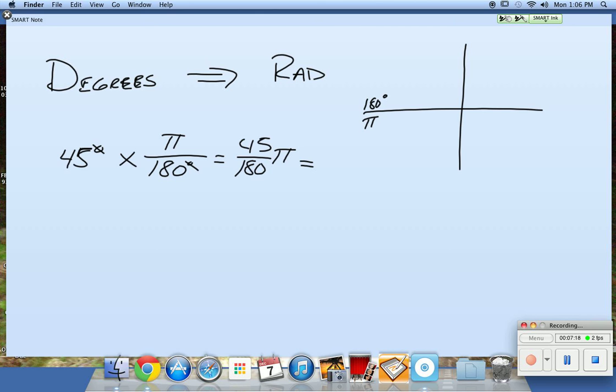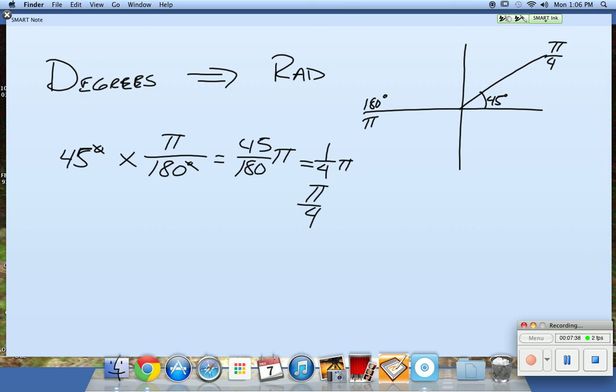1/4 pi, or pi over 4. So if we looked at this right here, this is really pi over 4, or 45 degrees. Okay?